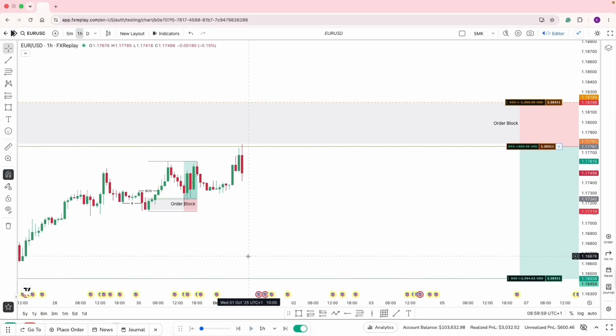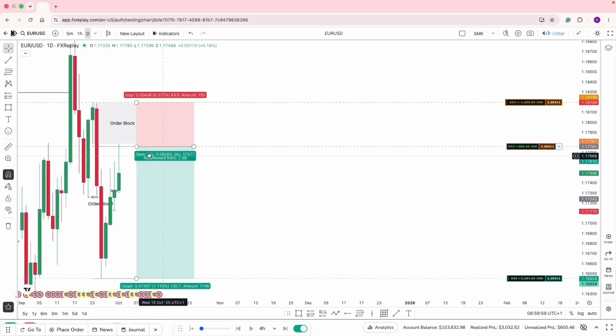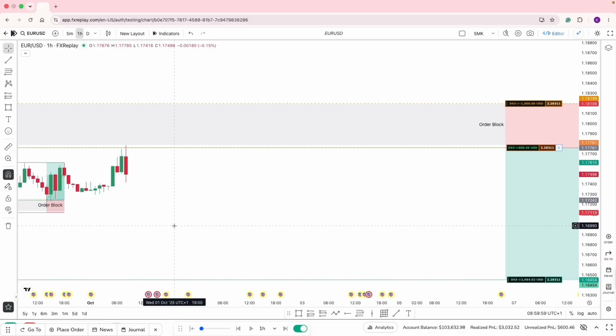Okay, so now we've been triggered into the daily opportunity. So now, as you can see, we've tapped into that daily area of interest and straight away price is melting down. So from this point onwards, all I'm looking for are sales. Let's play price forward and see what happens.